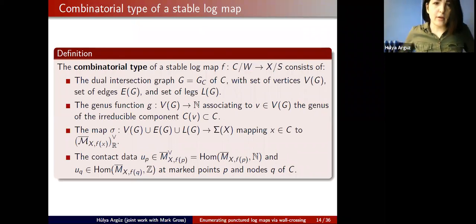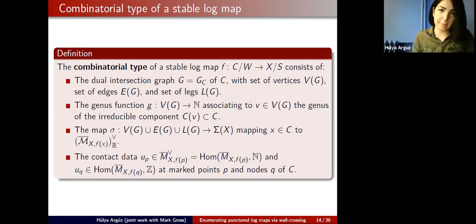Okay, so I will define the combinatorial type of a log map, C over W to X over X. This consists of a dual intersection graph of C, where irreducible components correspond to vertices of the graph, nodes correspond to edges, and marked points correspond to unbounded edges, which are legs. And there is a genus function from the vertices associating to every vertex a genus, and there is a map from the union of vertices and edges and legs to the tropicalization of C, mapping any x in C to M_X,f(x) dual.